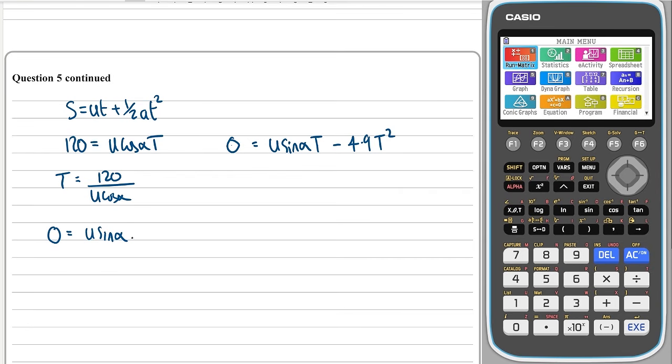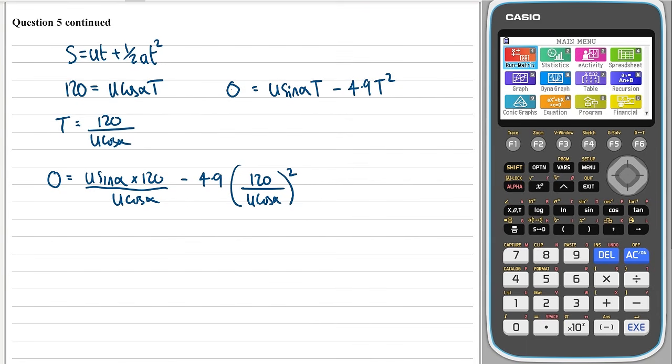So we're going to get 0 is equal to u sine alpha multiplied by 120 over u cos alpha, minus 4.9 times 120 over u cos alpha, all squared. Okay, let's simplify this by writing that as 120 u sine alpha over u cos alpha minus 4.9.